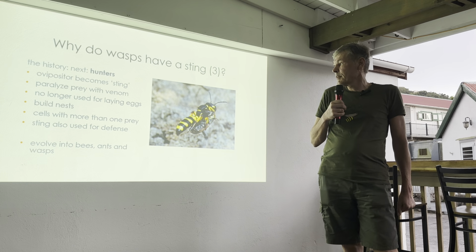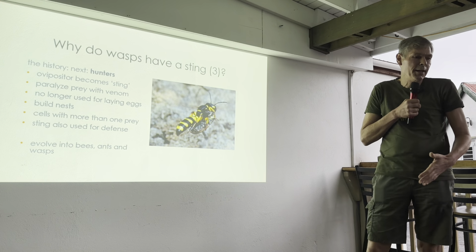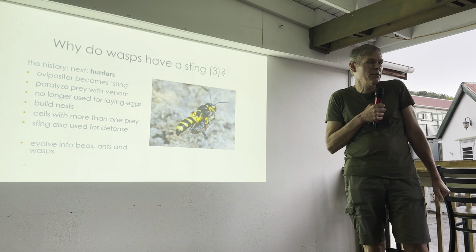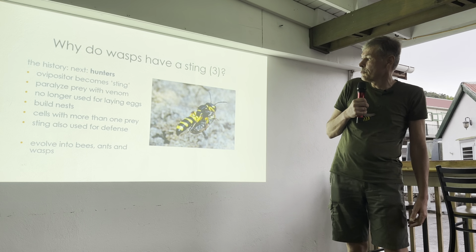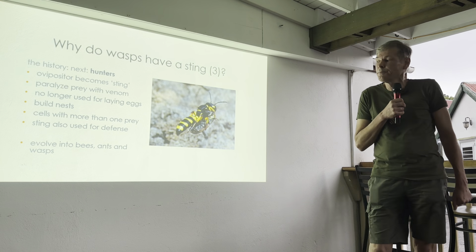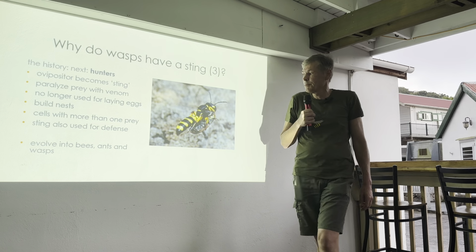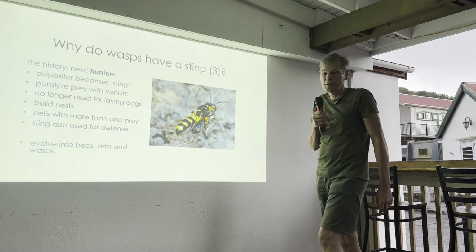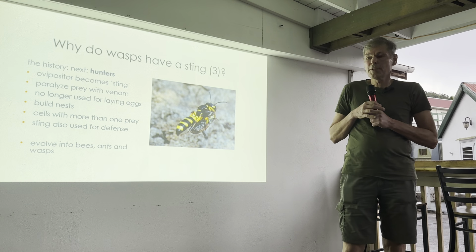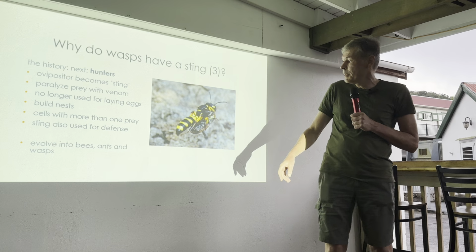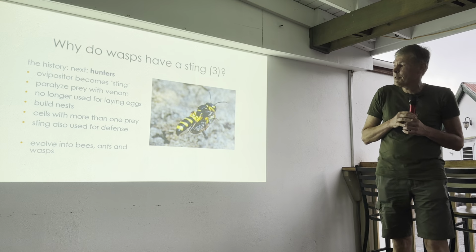And what also happens is that the ovipositor, the thing that was used to lay eggs, is not used anymore for laying eggs. It's actually only used now to paralyze the prey, to catch the prey. And this, what we then call sting, that has been developed, is also used for defense. And this strategy started the development of bees and also ants and wasps, which are all in one big order.